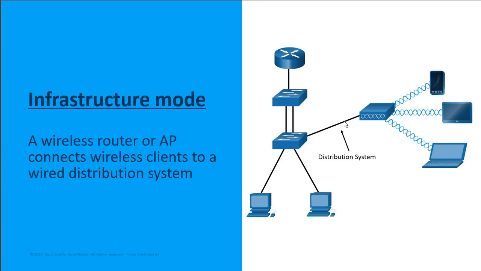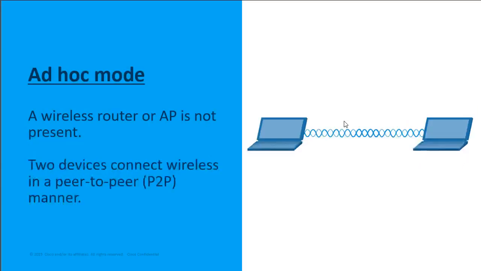Let's switch over to ad hoc mode, much more basic. And with ad hoc mode, we're talking peer-to-peer. We've got two devices connecting wirelessly without any network infrastructure, without any wired distribution system. A good example of this would be having two phones directly connected to each other, maybe sharing a file using technologies like Bluetooth or AirDrop, 802.11 coming into play there. But that would be ad hoc.